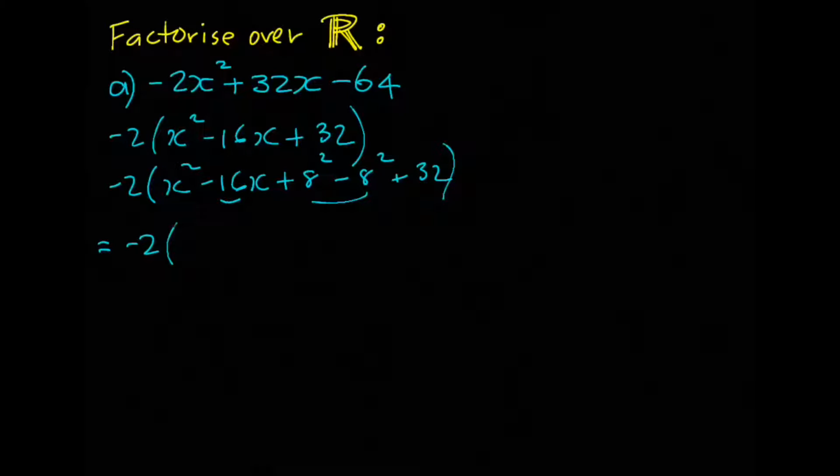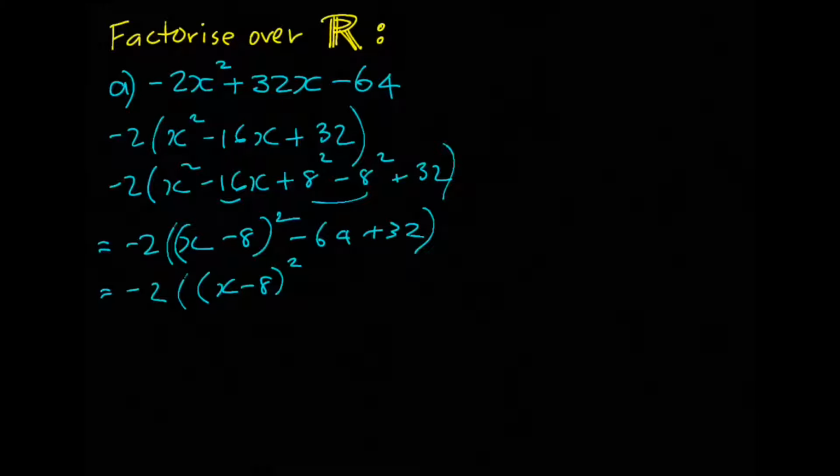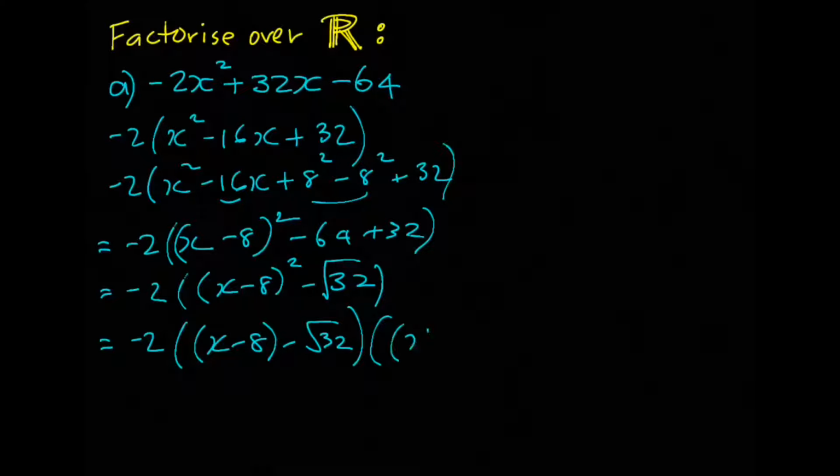negative 2 outside of x minus 8 all squared minus 64 plus 32 equals negative 2 outside of x minus 8 all squared minus 32. If we take the square root of the 32, we can write it as follows: x minus 8 minus root 32 times x minus 8 plus root 32.